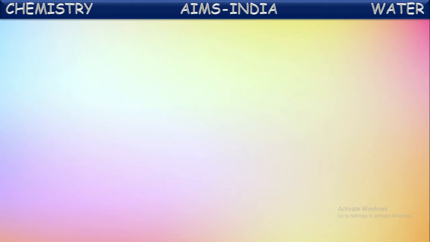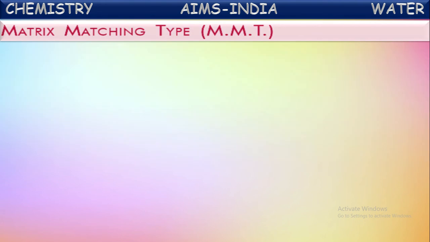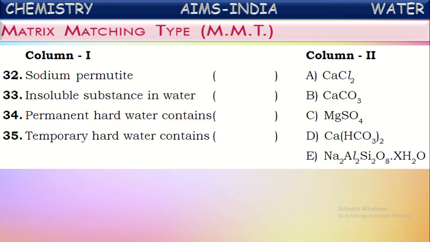Okay, next. So the next question, matrix matching type question. Here some chemical substances are mentioned in column 1 and their chemical formulas are given in column 2. Try to match these. Here we may get more than one correct matching. So let us try to observe carefully and match them.